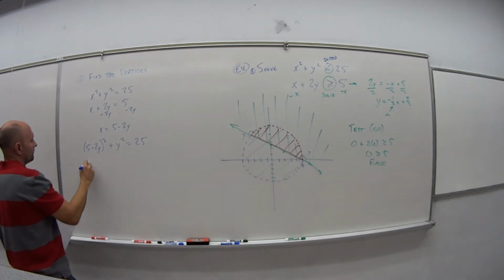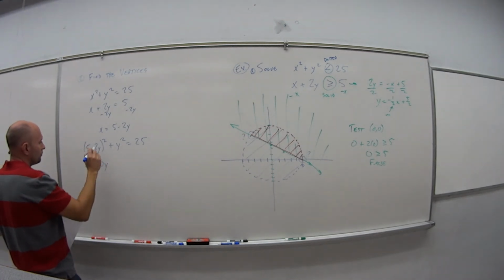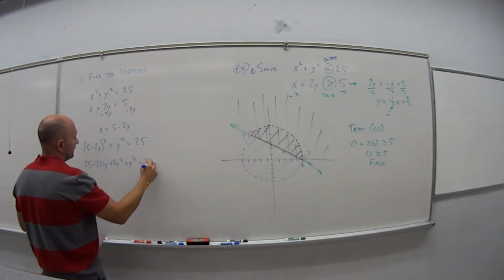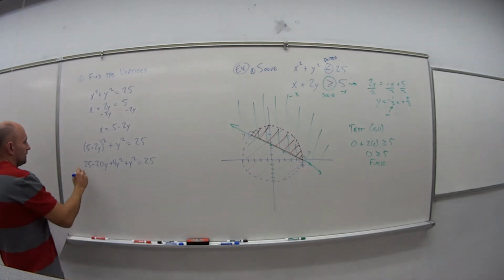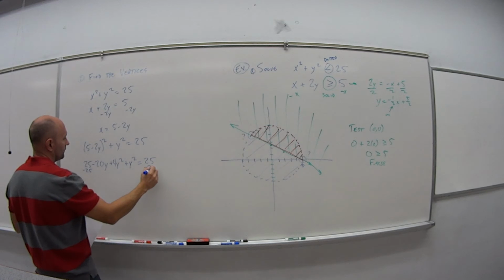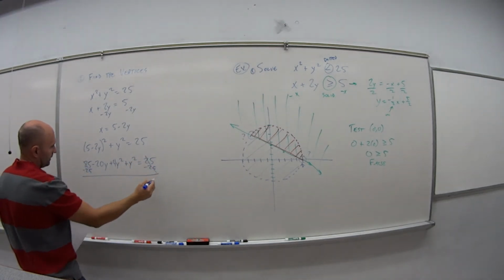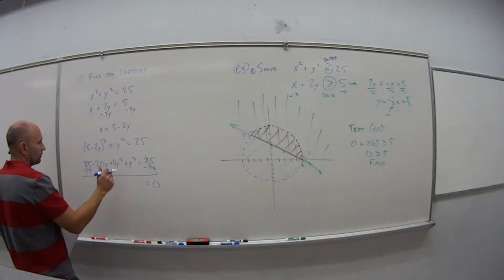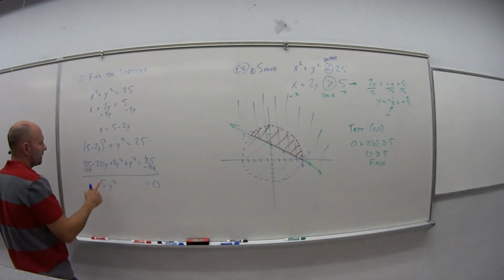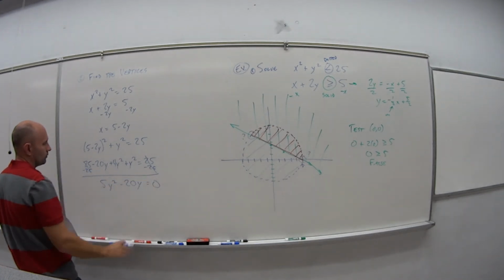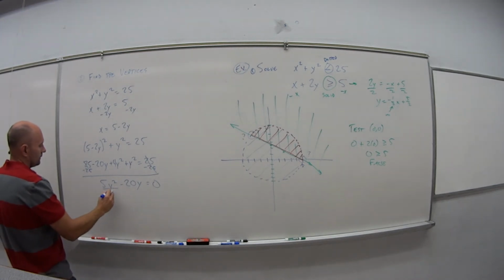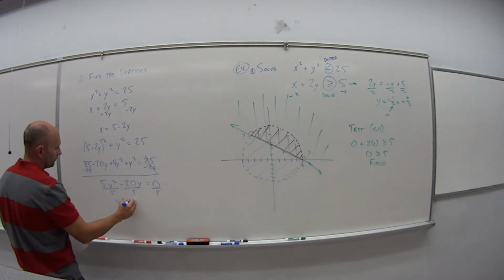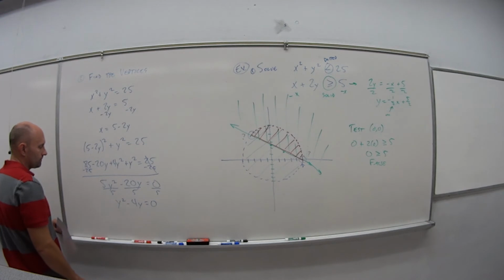Foil this one, I get 25 minus 20y plus 4y squared plus y squared equals 25. So subtract 25 from both sides to get rid of it from the left side. This is gone. It also happens to be gone now on the right. On the left, I have 4y squared plus y squared is 5y squared minus 20y is equal to 0. Divide everything by 5 to make the numbers easier for me. So I get y squared minus 4y equals 0.